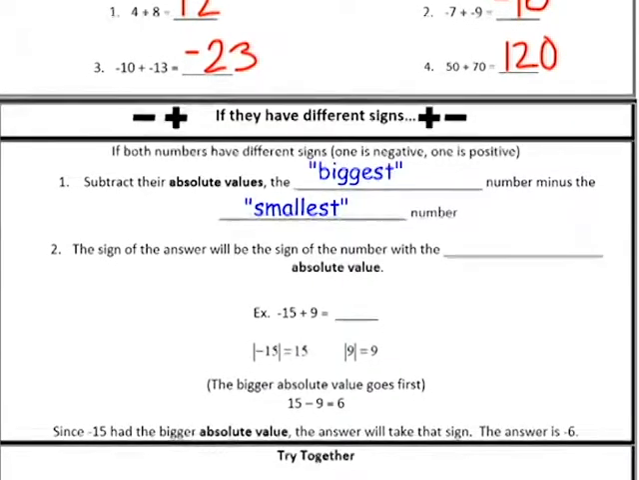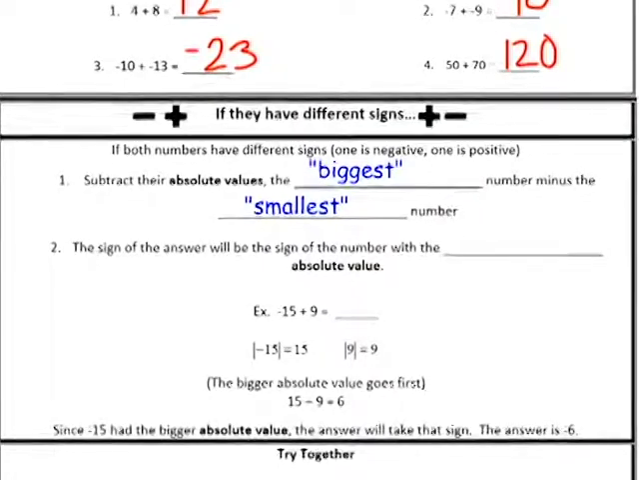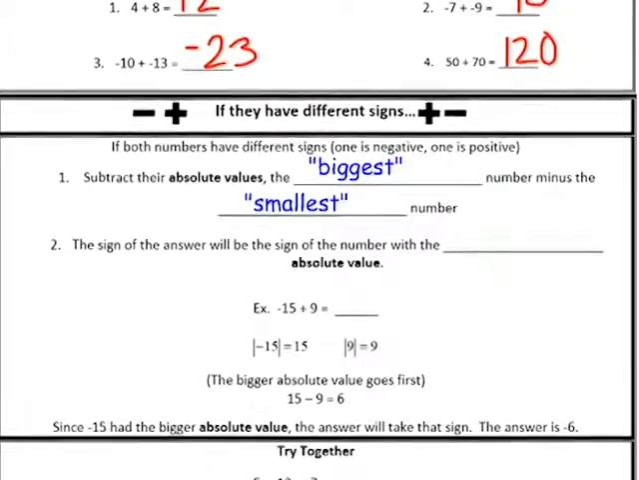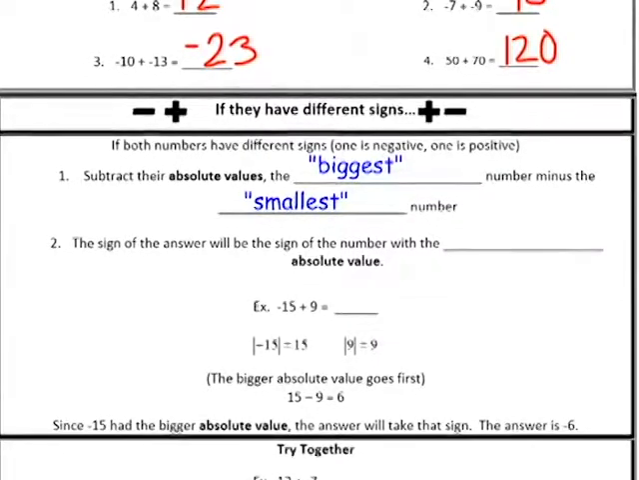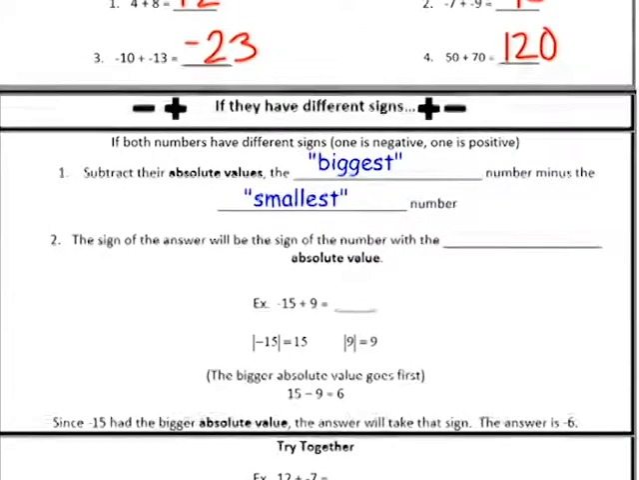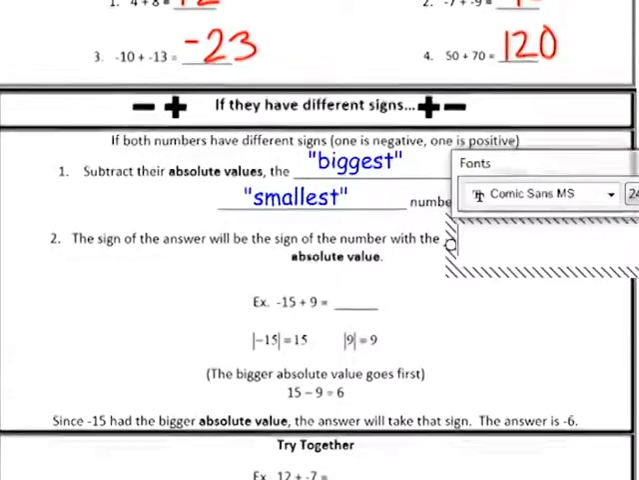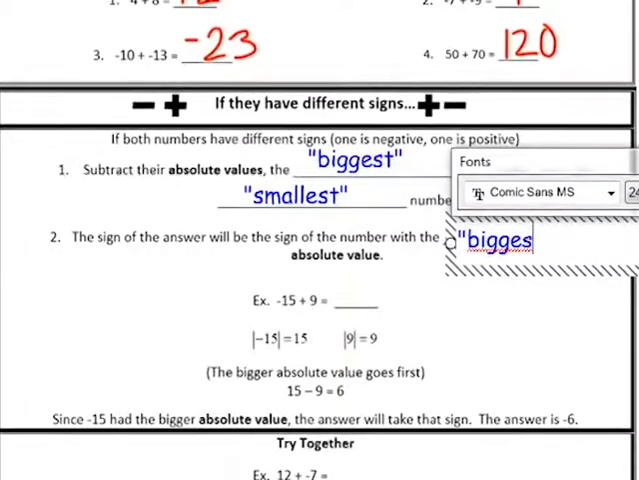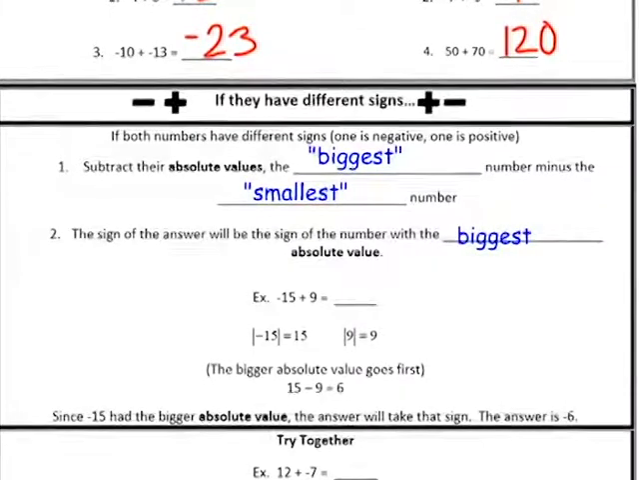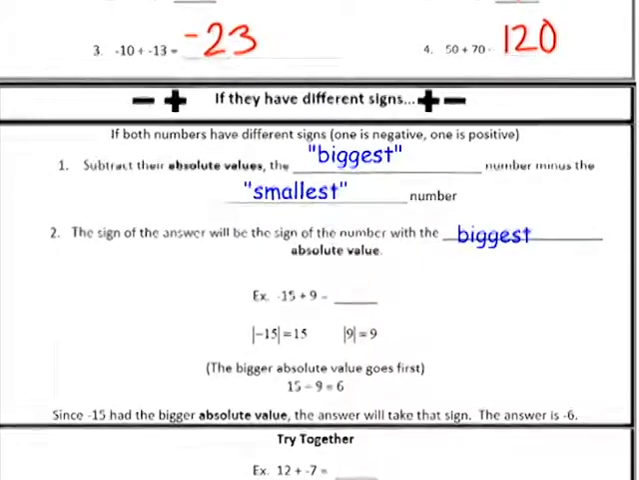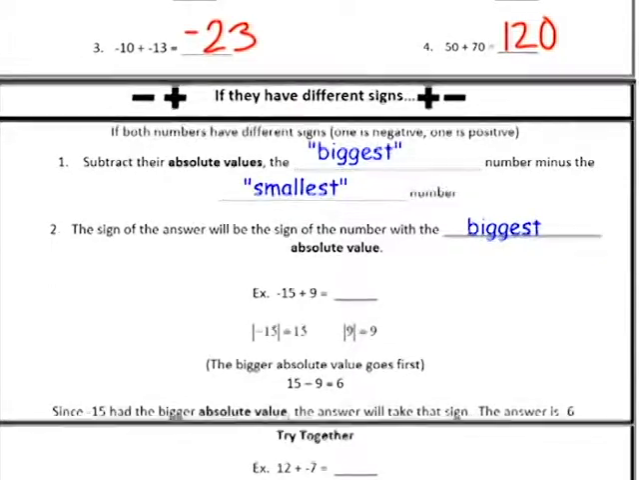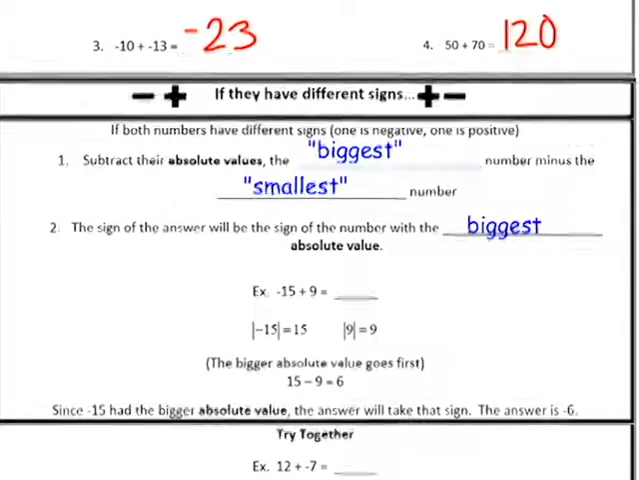I use the word number because it relates more to what you guys have said over the years. So when I say number, I mean the bigger absolute value. What this really means is the digit is bigger. Ignoring the sign, ignoring the value, the digits are bigger. The sign of the answer will be the sign of the number with the biggest absolute value. So again, the number with the bigger digits is going to be the number that gives us our sign.